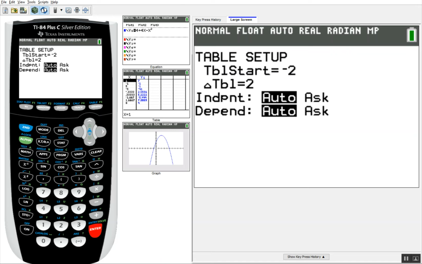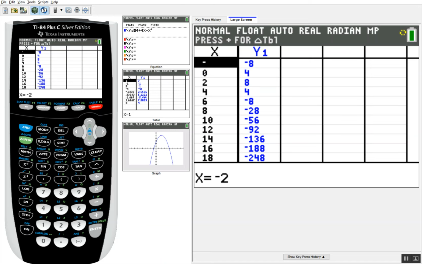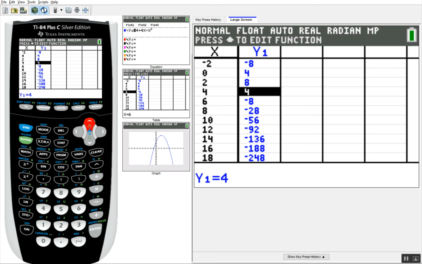Now to see the table, you go to second table, and notice here we get a table of values. So notice that here are the inputs. We started with -2 and went to 0, to 2, to 4, to 6, and those are the range of the values. And these are the corresponding y values. So when we plug in -2 into our quadratic, we'll get a -8 for y. When we plug in 0, we'll get a 4, which makes sense because the constant term is 4. We plug in a 2, we'll get a +8. We plug in a 4, we'll get a +4 back, and when we plug in a 6, we'll get a -8.